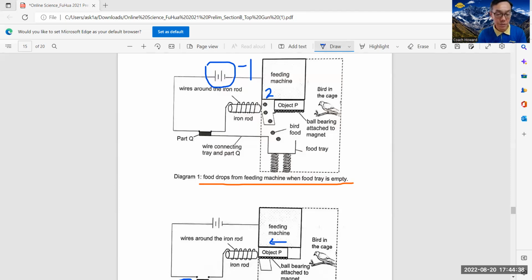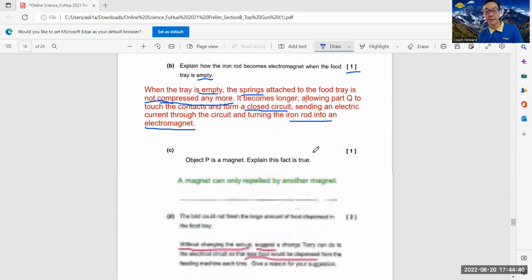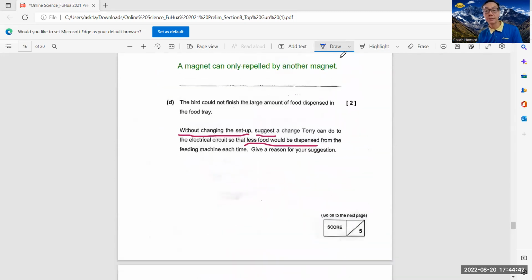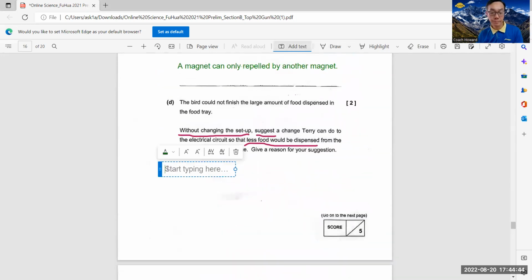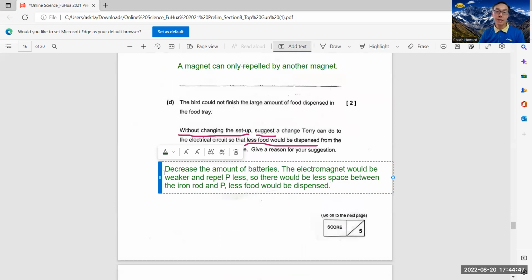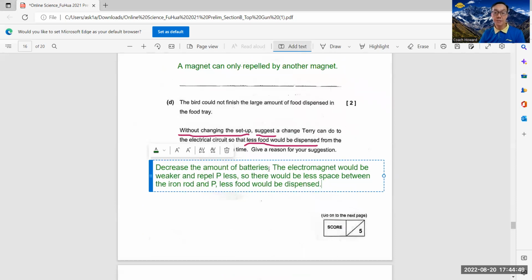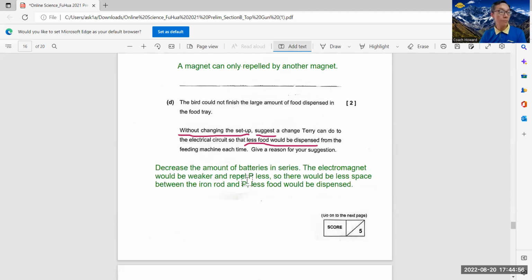Okay, so this is how you answer this part, which I'll put the answer here. You can say decrease the number of batteries in series. Because now there are 2 in series, the electromagnet will become weaker and repel P less. So there will be less space between the iron rod and P, and less food will be dispensed. Okay, this is short and sweet. So you take note of this.